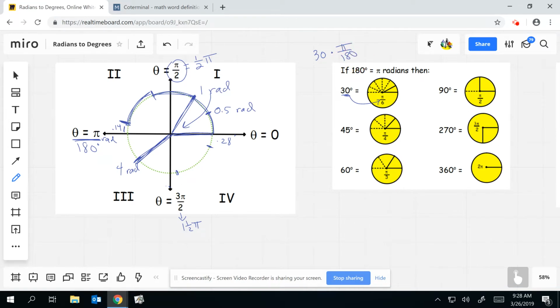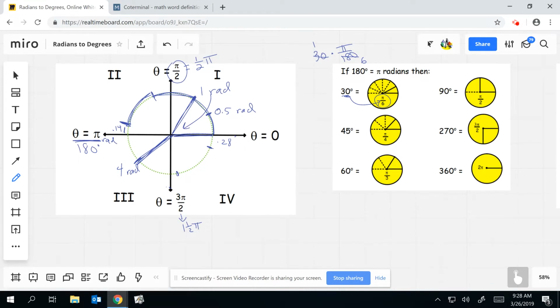And the 30 goes into 180 6 times. So pi over 6 was our radian answer. And you can kind of see it with this picture. Look at the picture itself. You've got a 180 degree arc here. That means it's 180 degrees or it's pi, and it's broken up into 6 30-degree angles. So that pi is broken up into 6 equal pieces. So pi over 6.